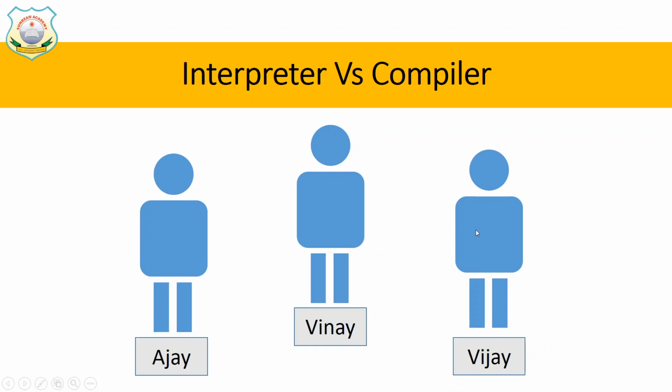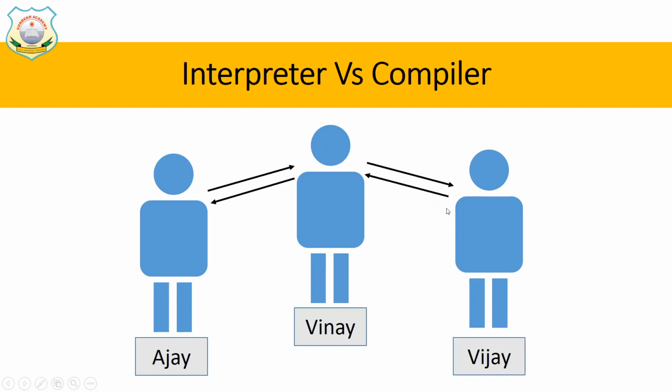Whatever Ajay speaks in Hindi, Vinay is going to listen to that, and then Vinay is going to convert that into Tamil and give it to Vijay. And then whatever Vijay speaks in Tamil, Vinay is going to listen to that, because Vinay can also understand Tamil, and convert that into Hindi and tell it to Ajay. So this way Ajay and Vijay are able to communicate with each other. Now how are they able to communicate? With the help of an interpreter. There is someone between them.